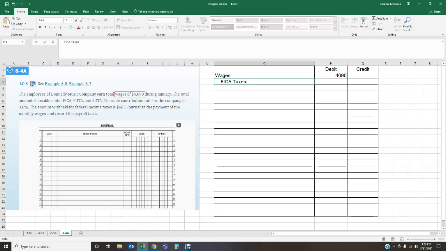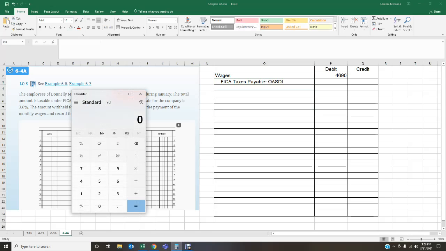FICA taxes payable, OASDI. So what are we going to do? We're going to get the amount of the wages, $4,690, and multiply it times my OASDI rate, which is 6.2%, and that gives me $290.78.